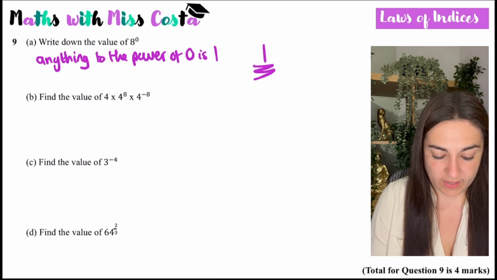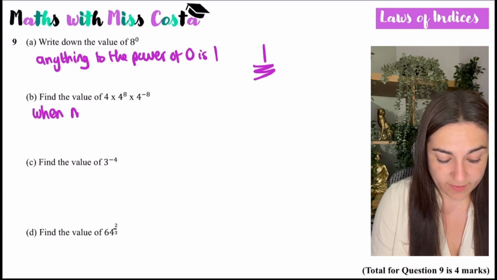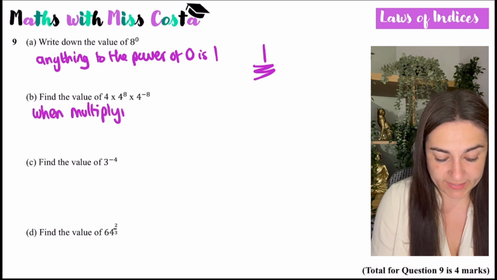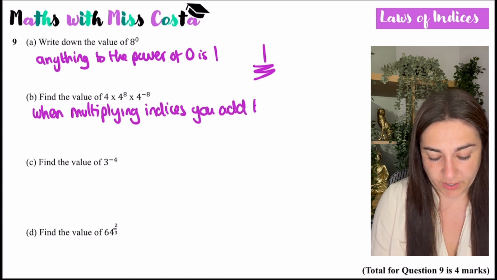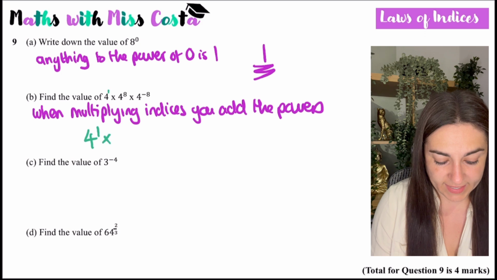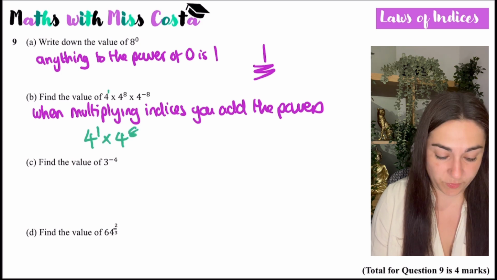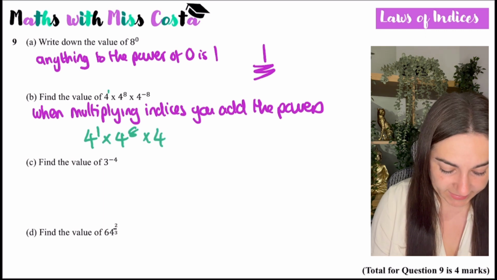Next I've got the multiplying indices. So when multiplying indices, you add the powers. So what I'm going to do here is, and just remember that if something doesn't have a power, it means it's to the power of 1. Because if it was to the power of 0, that would be 1. So anything on its own is to the power of 1 because it's itself.